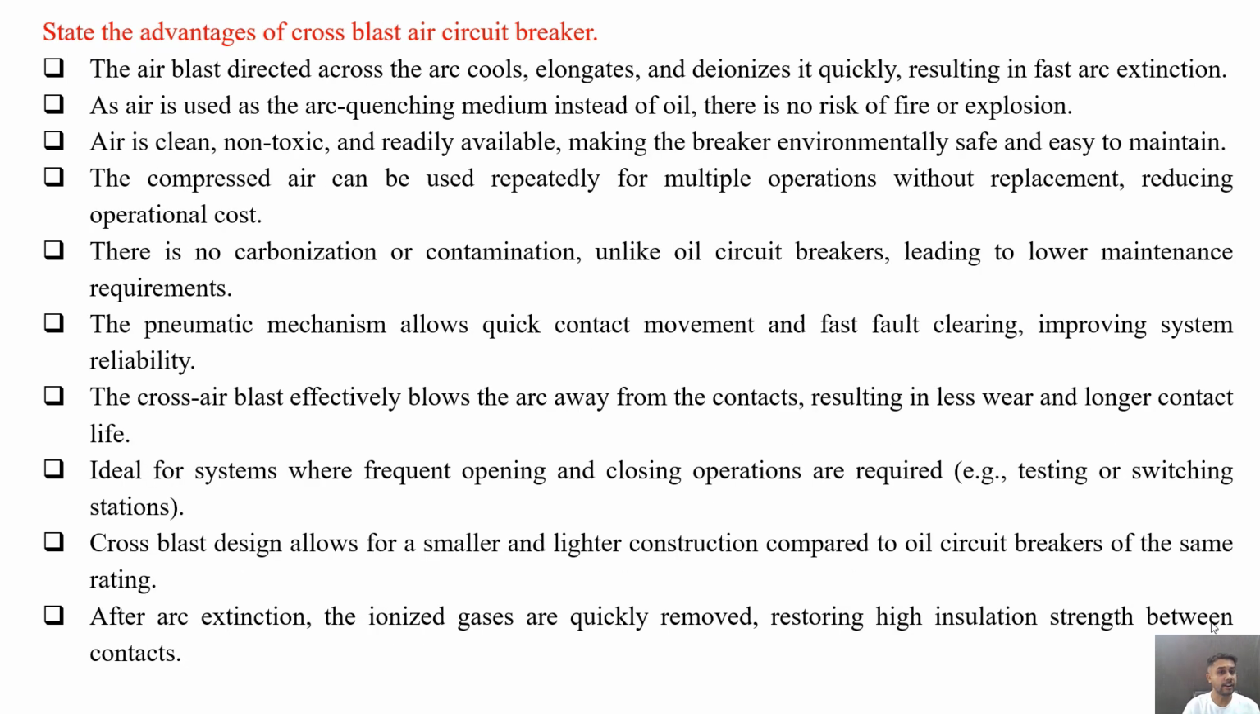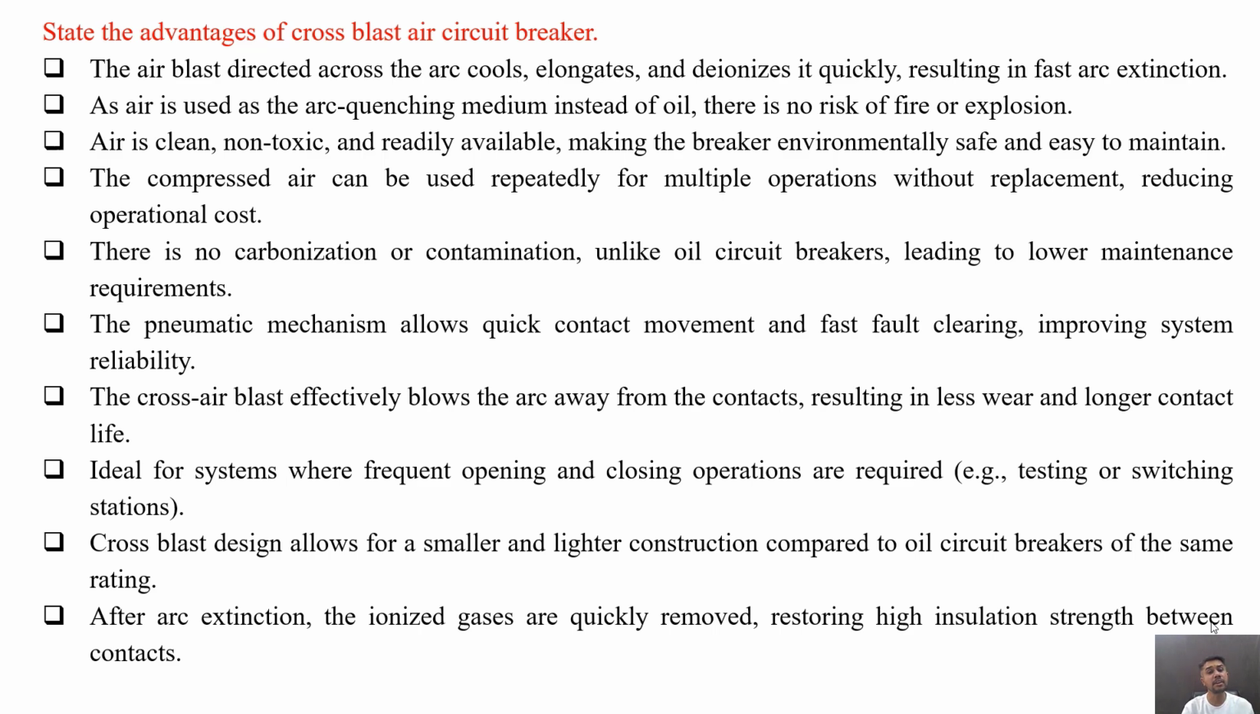State the advantages of cross blast air circuit breaker. So, the air blast directed across the arc cools, elongates and deionizes the arc, resulting in fast arc extinction. As the air is used as the arc quenching medium instead of the oil, there is no risk of fire or explosion. Air is clean, non-toxic and readily available, making the breaker environmentally safe and easy to maintain.